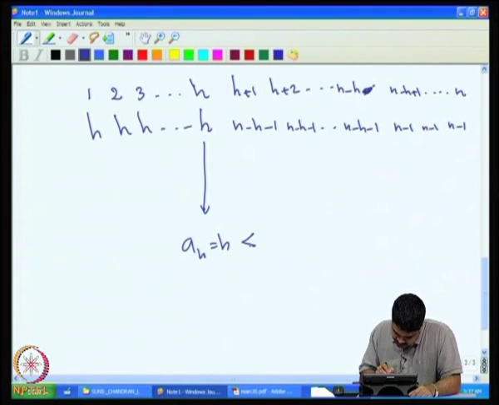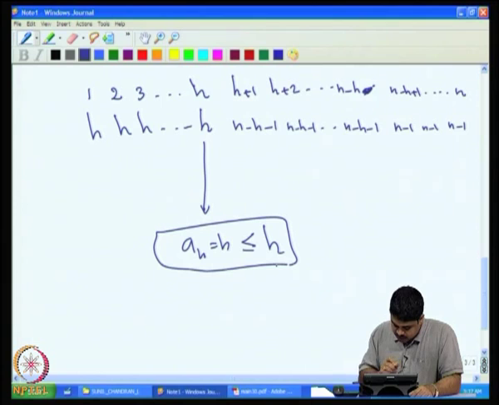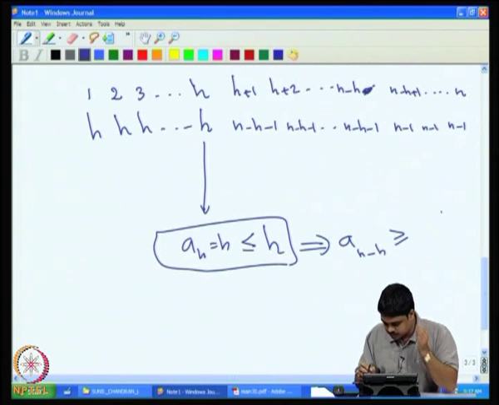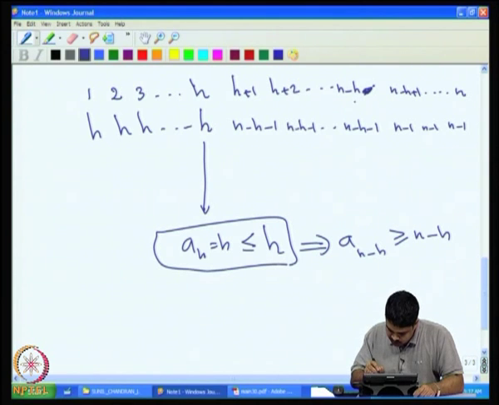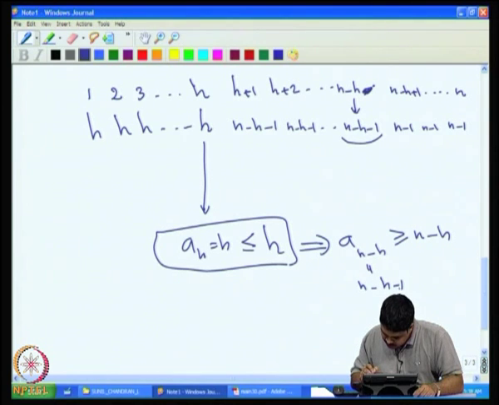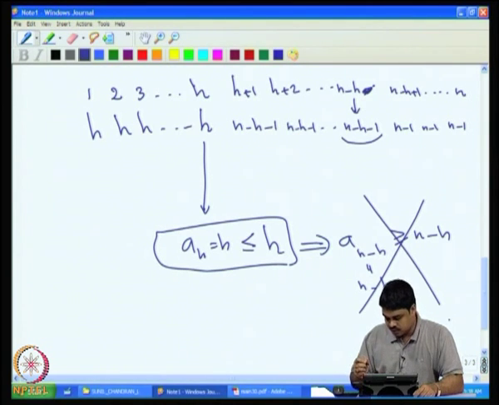this is less than or equal to h. So, a_h is less than or equal to h. Then Chvatal's condition says we should have a_(n minus h) greater than or equal to n minus h, right. But if you look at the number at position n minus h, this is only n minus h minus 1. So, this is not true, this is violated. So, the condition is violated.